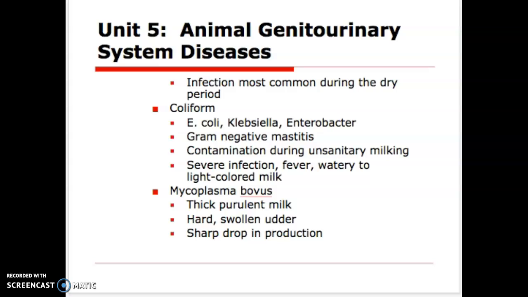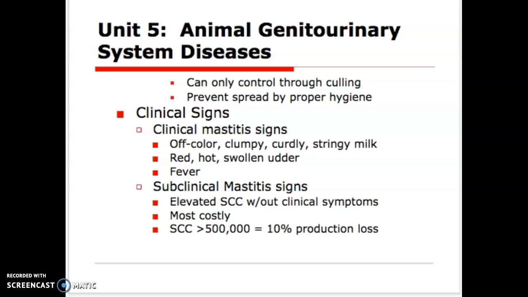So be aggressive here. Next one is Mycoplasma bovis. And boy, if there's a nasty one in the list, this one is it, because the milk comes out almost like, and I don't want to gross you out, but almost like yogurt. And it smells bad. And a really sharp drop in production, and you have a very sick animal that, if they get mycoplasma, it's very difficult to treat. And those you probably take care of just through culling and prevent spread by proper hygiene. So be proactive on those type of animals.